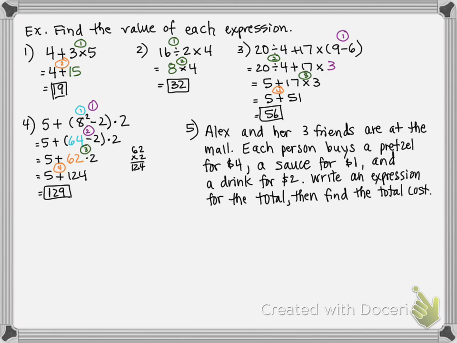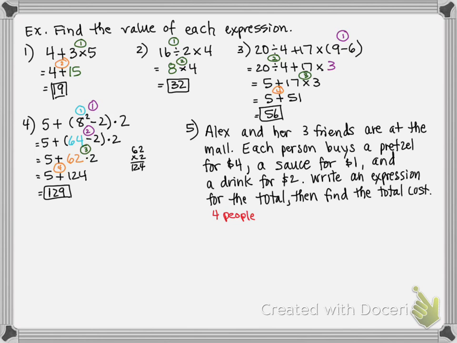Okay, so here's the word problem. Alex and her 3 friends are at the mall. Each person buys a pretzel for $4, a sauce for $1, and a drink for $2. Write an expression for the total cost, then find the total cost. Okay, so first thing I need to note is how many people there are. We have 4 people. Okay, now I want to pay attention to what are all the different things that they're buying.